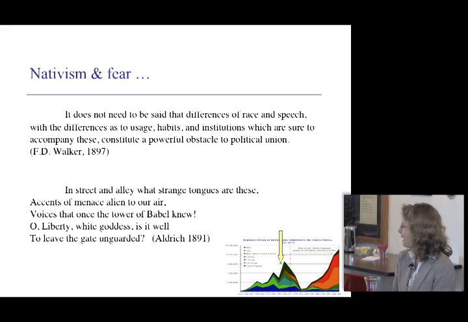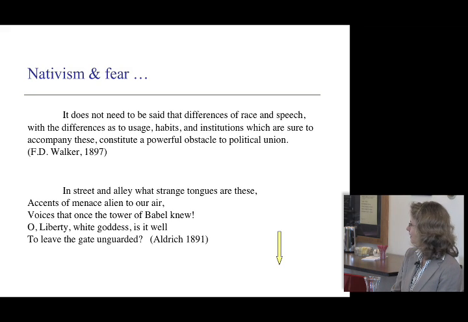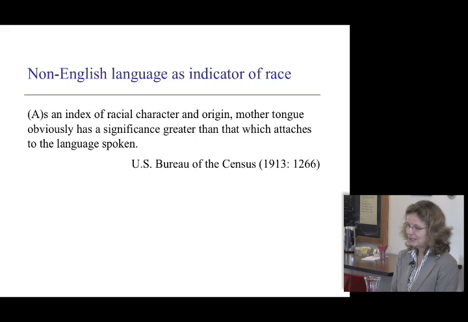at the time. Meanwhile, of course, there was a voicing of negative attitudes linking non-English languages to foreigners and strangers. This quotation, of course, is very famous. Meanwhile, with the growth of scientific racism, non-English languages were in fact being used by major statistical agencies at the time as indicators of race.